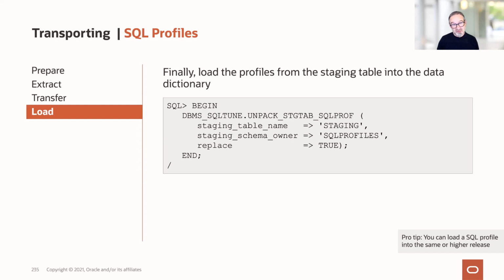And this with replace true. And this puts now all profiles from the staging table into your target database's dictionary. And they will be valid right away. So I think you just need to add this to your migration plan. And once this is in the migration plan, all is good and it doesn't get forgotten.